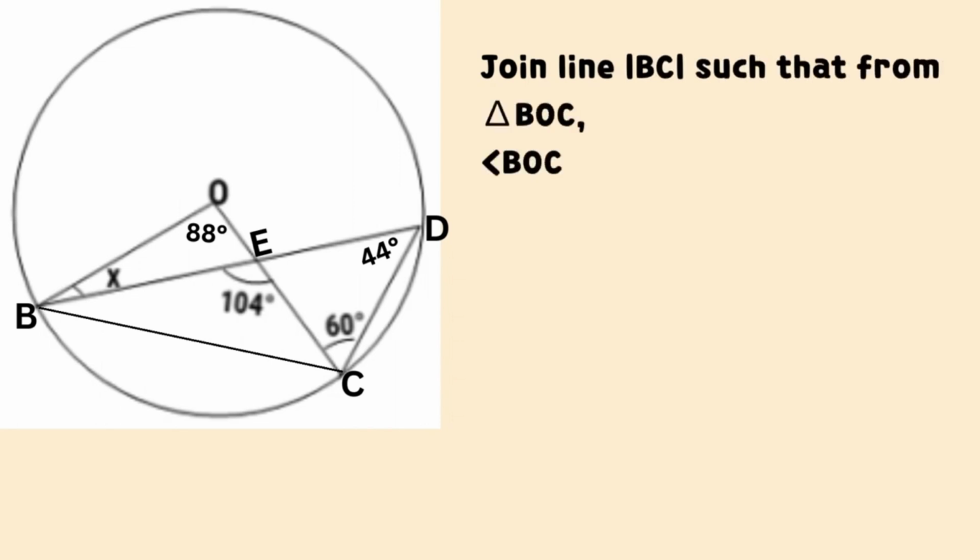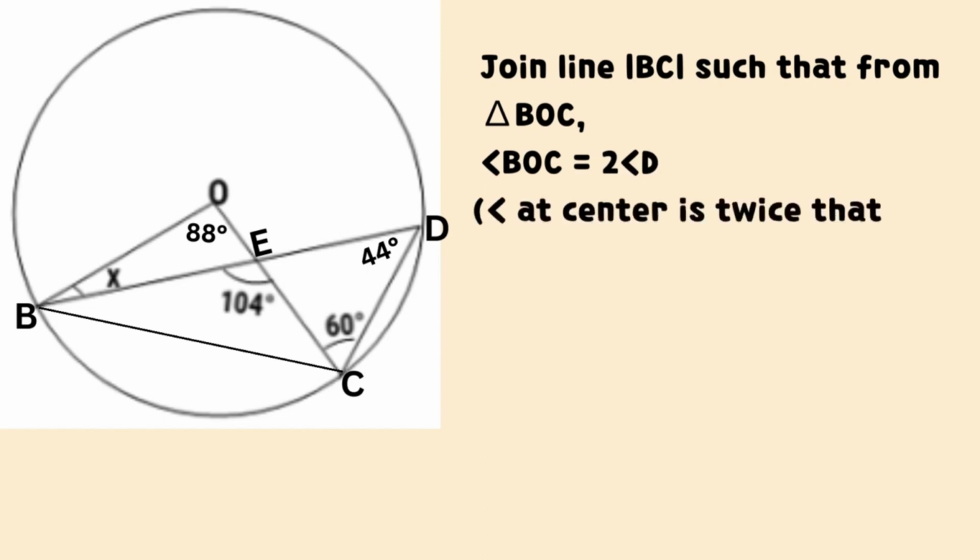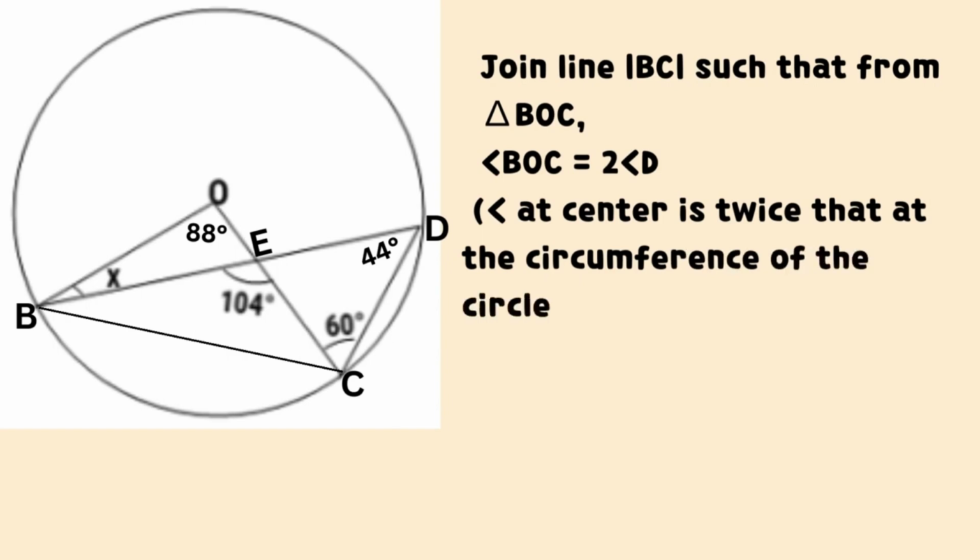Join line B, C such that from triangle B, O, C, angle B, O, C equals 2 times angle D. Angle at the center is twice that at the circumference of the circle. This implies that angle O equals 88 degrees.